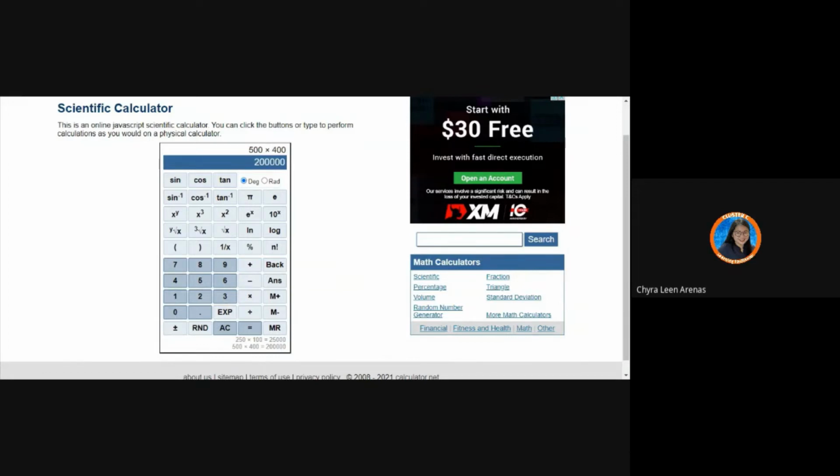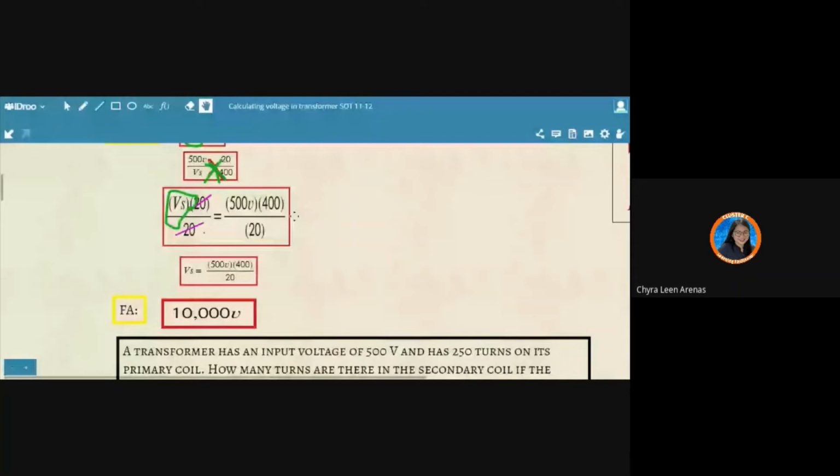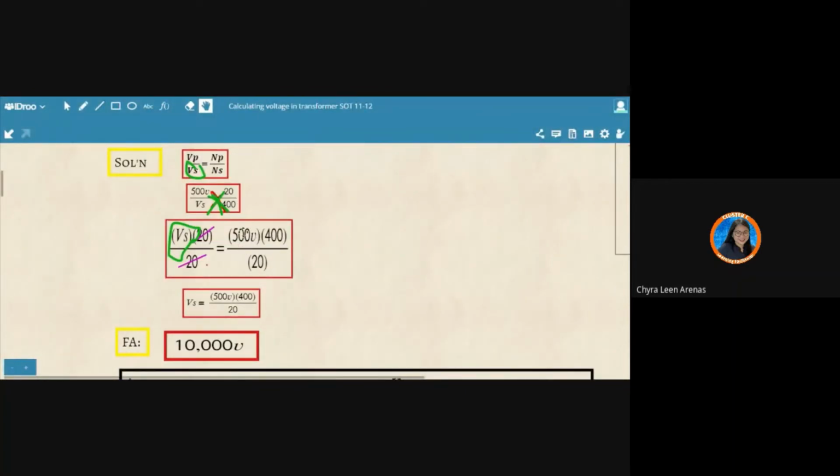That will become the answer. And divided by 20. So, the answer will become 10,000 voltage. Okay? Because 500 multiplied by 400 divided by 20, and you got 10,000 voltage. So that is how you will solve for the following. Okay? So don't be confused.